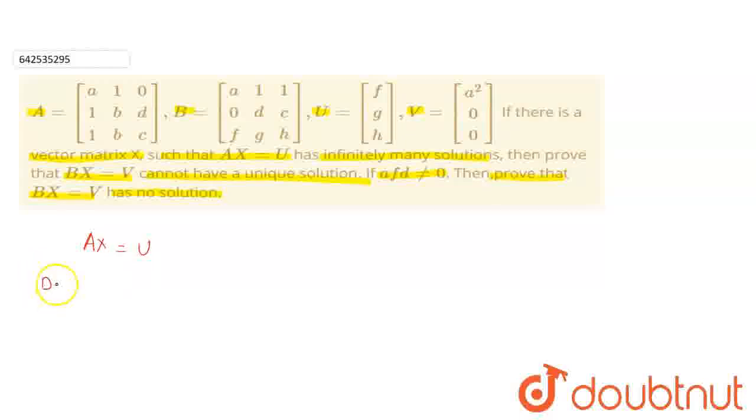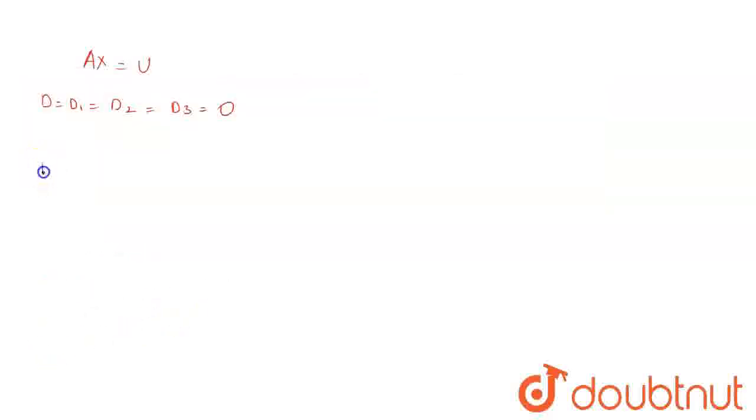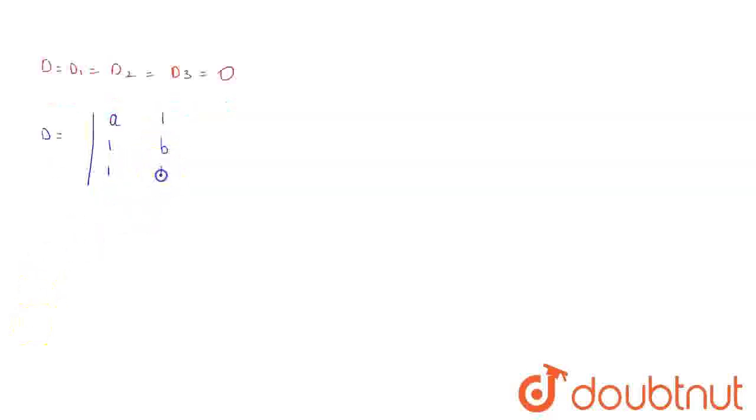So the value of D, D1, D2, D3 is equal to 0. First we will solve the D, that is the determinant with rows A, 1, 1; 1, B, B; and 0, D, C. So we will solve this.